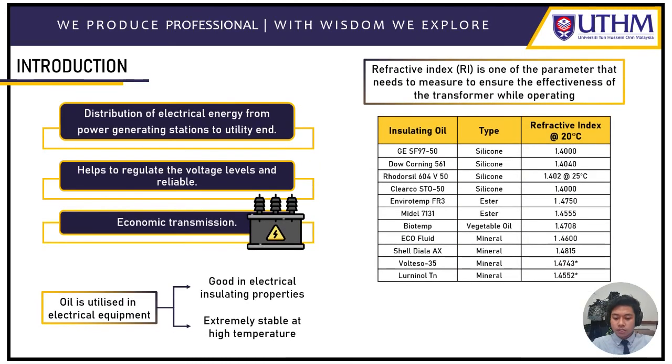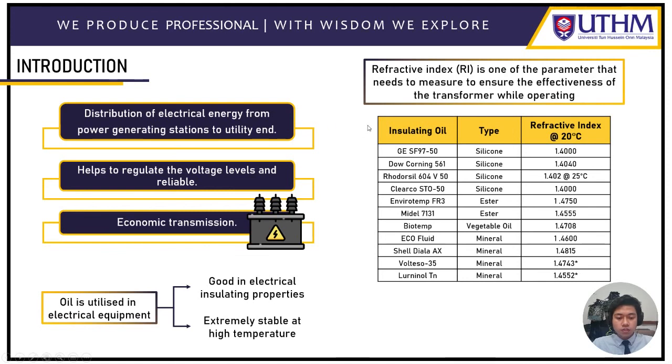So for introduction, transformers have a significant role in power system networks, distributing electrical energy from the power generating station to the utility end, helping to regulate the voltage levels and provide reliable and economic transmission. Oil is utilized in electrical equipment because it has good electrical insulating properties and is extremely stable at high temperature. The refractive index RI is one of the parameters that needs to be measured to ensure the effectiveness of the transformer while operating.